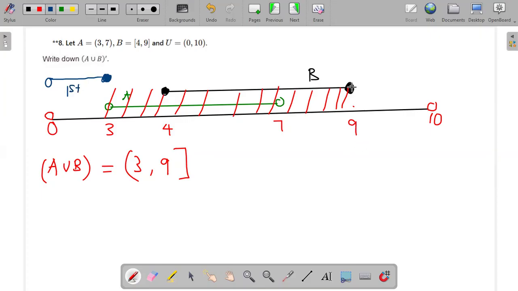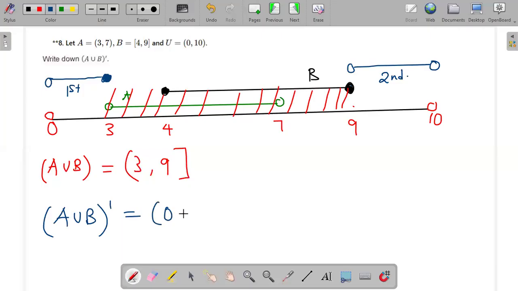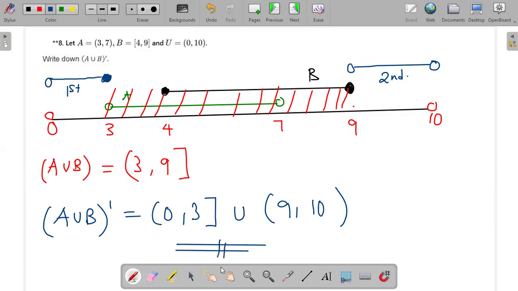And then the other one will start at 9 here. The 9 was included, so in the complement, it won't be included. So this one will be the second part of the A union B complement. So A union B complement will be from 0 all the way to 3, and then union from 9 all the way to 10. That one there is my A union B complement.